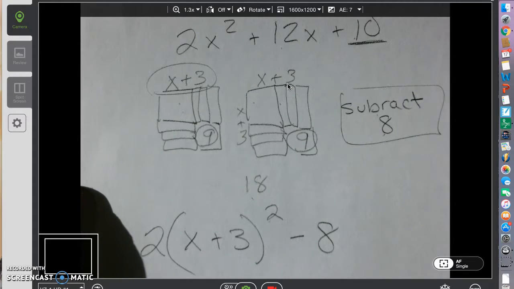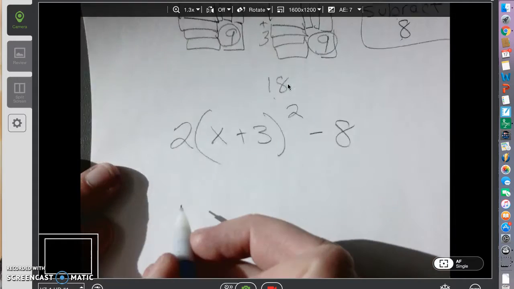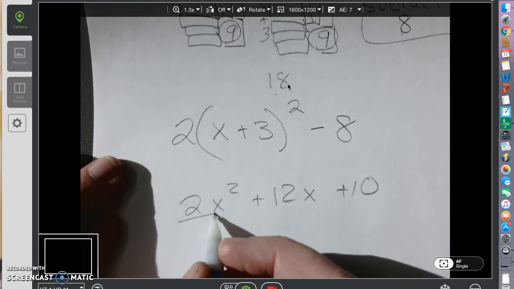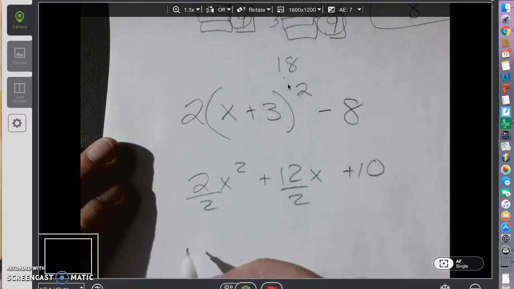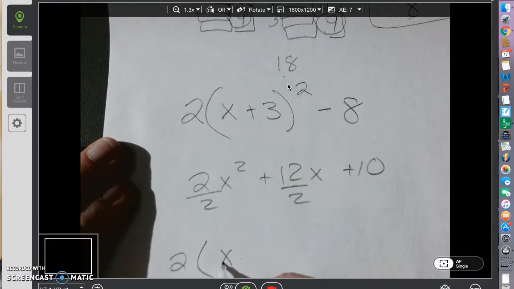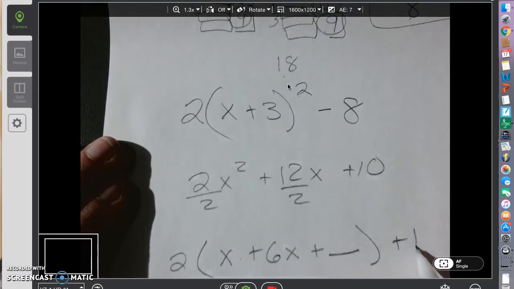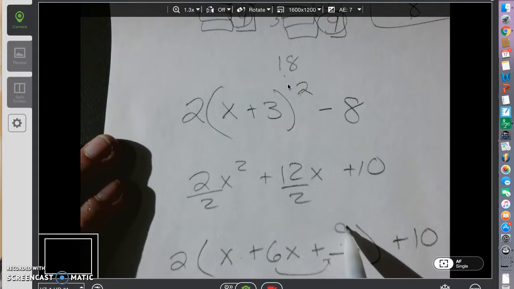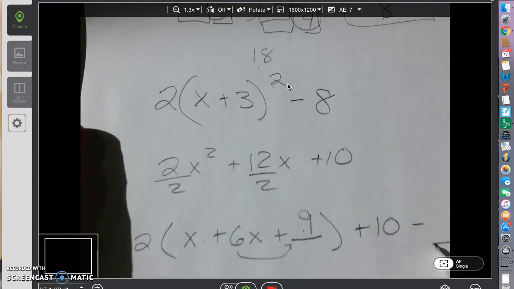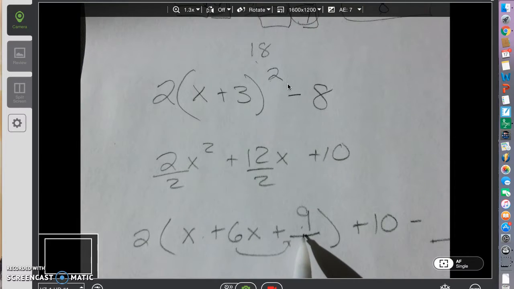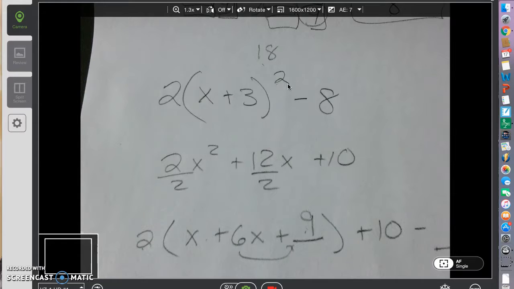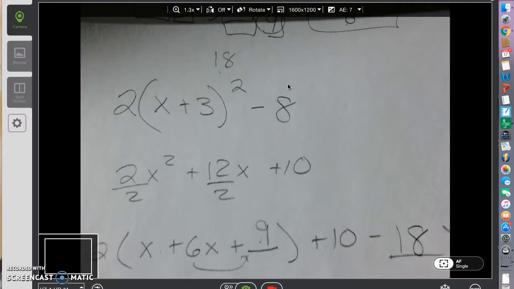Or you can do standard form to vertex form using the algebra. That would look like this. I started with 2x squared plus 12x plus 10. This is where I divide the first 2 numbers by whatever a is and put it out front. I get 2 times x squared plus 6x plus blank, plus 10 minus blank. The number that goes here, divide this by 2, square it, which is 9. The number that goes after the 10 is whatever this really is, because it's 9 little squares, but that's only one of them. I need to multiply it by 2. So in total, there's 18.